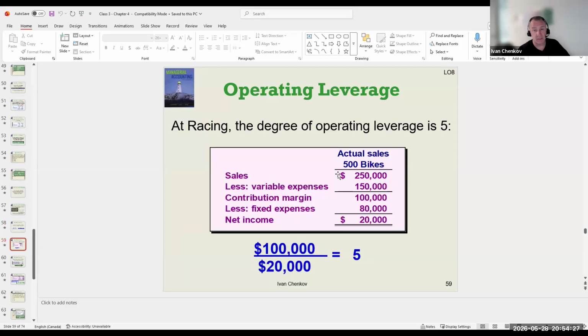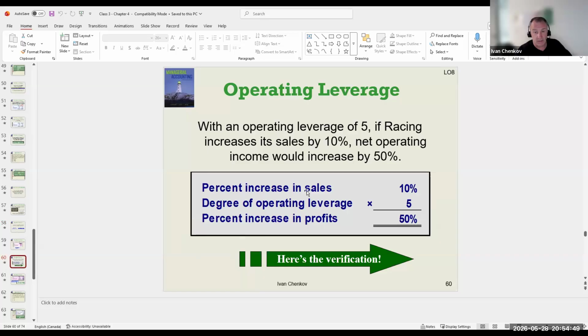So now let's see with this company selling the bikes. They have contribution margin at the current level when they're selling 500 bikes. The contribution margin is $100,000. Their operating income is 20. So that gives us operating leverage 5. What does that mean? That means if I increase the sales by 10%, my operating income is going to jump by 50%. Or increase in sales times the operating leverage.